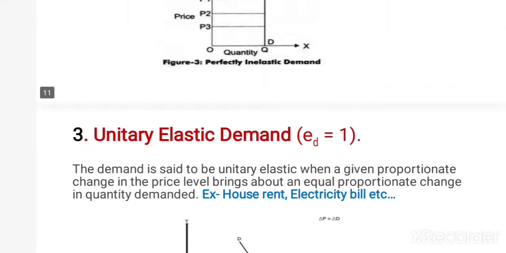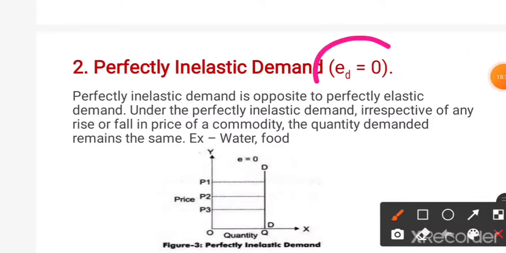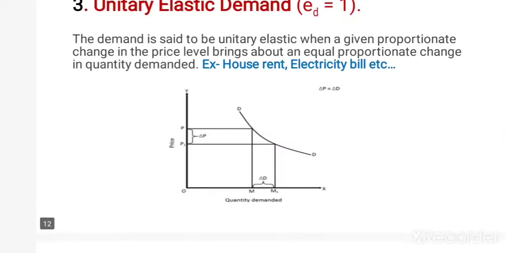Okay, so students, here it is: elasticity of demand is 0, because quantity demanded is 0, and 0 by price is like 0 by anything, which is 0. For perfectly inelastic demand, elasticity of demand will be 0. So what is unitary elastic demand?